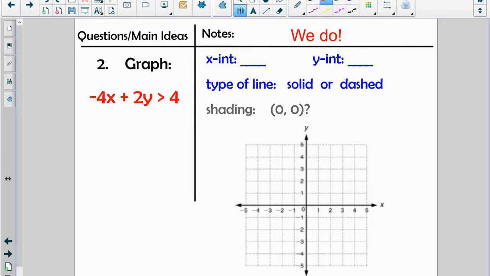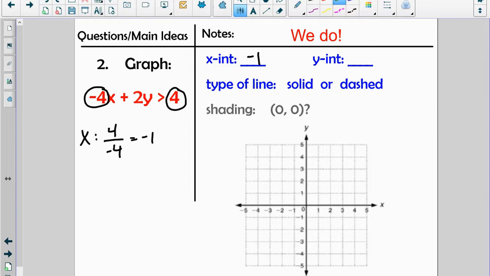This time we have -4x plus 2y is greater than 4. We're going to start with the same thing. We're going to start with the x-intercept and the y-intercept of the boundary line. So to find our x-intercept, we take the constant term divided by the coefficient of x. So my x-intercept is 4 divided by -4. Well, that's just going to equal -1.